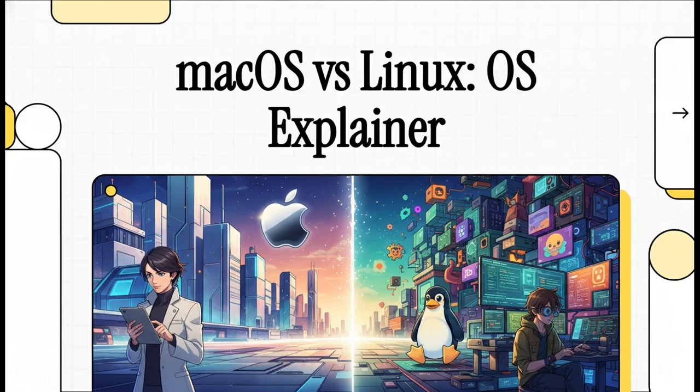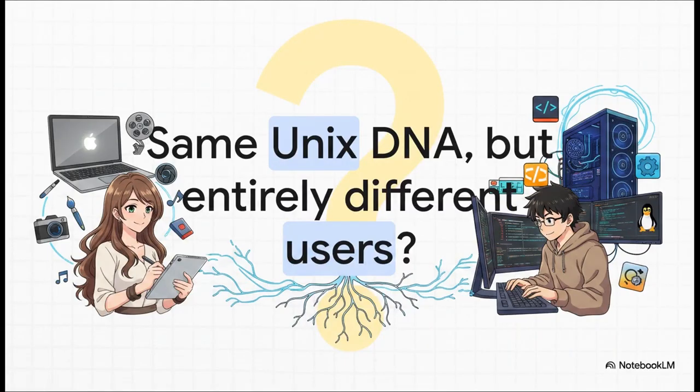Welcome to this explainer. Because here is a really fascinating paradox. What happens when two operating systems share the exact same Unix DNA right under the hood, but are built for completely different users? Honestly, it's wild. Despite those shared roots, these distant cousins have evolved into radically different computing worlds.